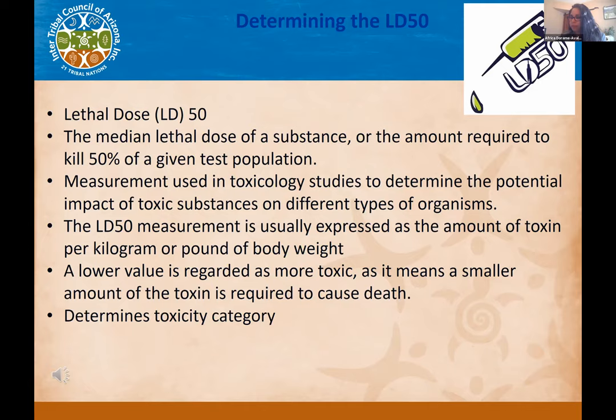A lower value is regarded as more toxic, as it means a smaller amount of the toxin is required to cause death. And it determines toxicity category. So it determines the signal word for each pesticide, whether it's danger, warning, or caution. And acute toxicity is measured by LD50 and LC50 values. The smaller the LD50, the more toxic the pesticide. So for example, a pesticide with an LD50 of 5 milligrams per kilogram is 100 times more toxic than a pesticide with an LD50 of 500 milligrams per kilogram.